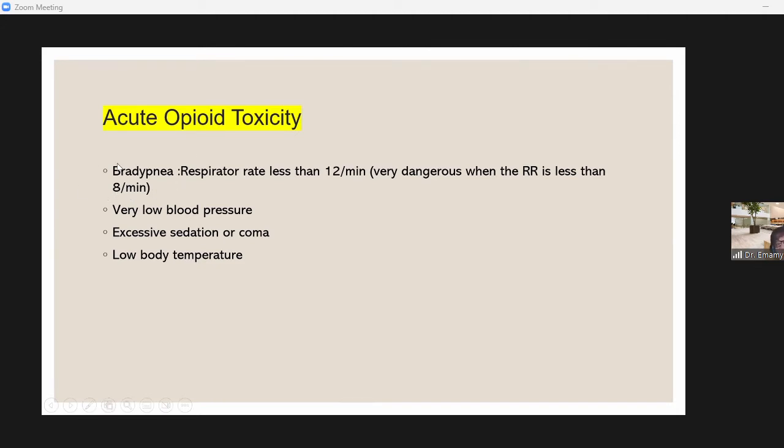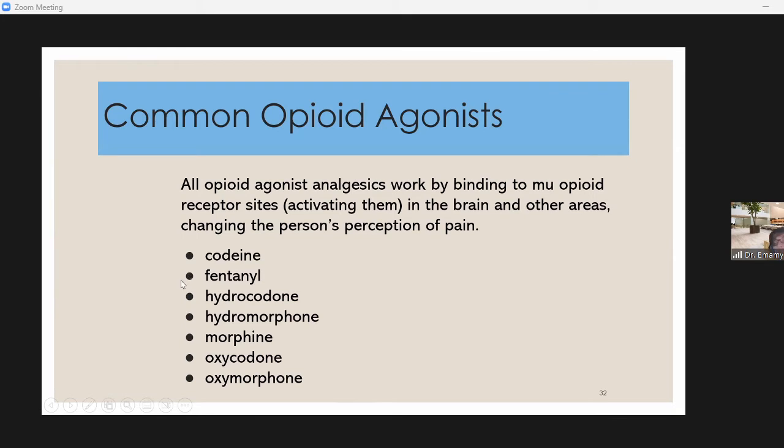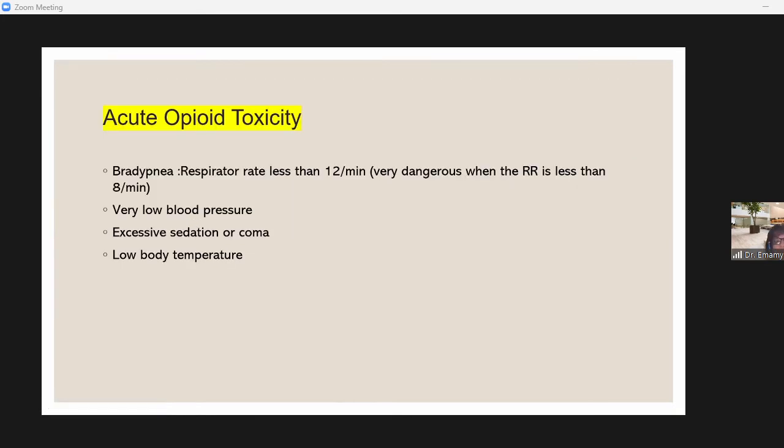And this is what kills patients. You have heard a lot about fentanyl toxicity and fentanyl deaths. Why do fentanyl or morphine or other opioids kill patients? Because of bradypnea. Patient will have a very slow respiratory rate. Instead of having more than 12 breaths per minute, the patient might have a respiratory rate less than 12 breaths per minute, or even very dangerously, less than 8 breaths per minute.